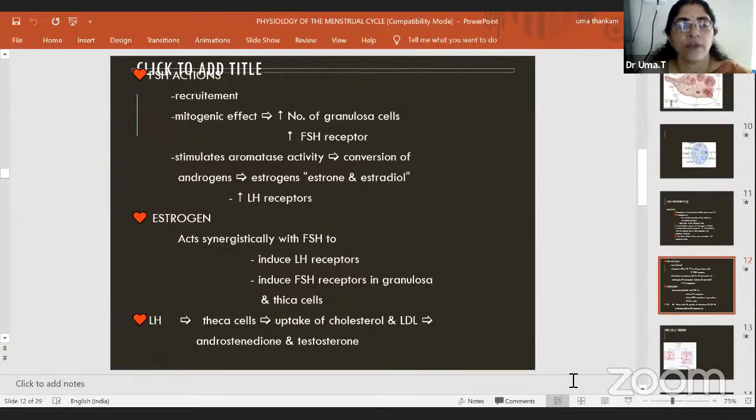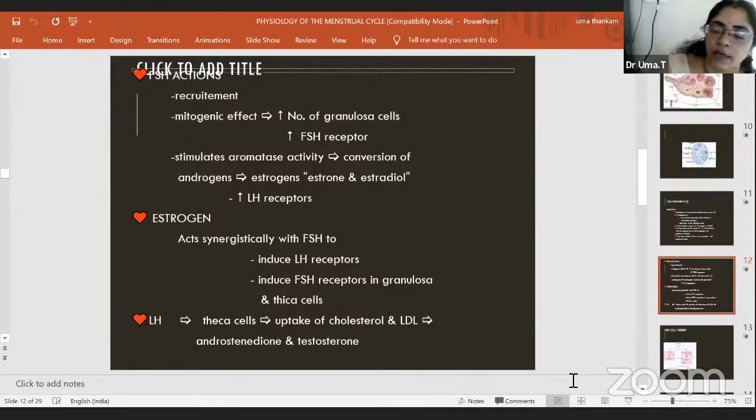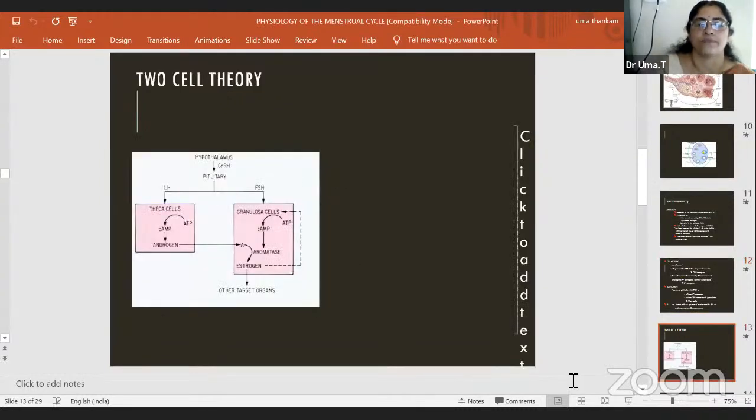FSH also causes an increase in the LH receptors. The main action of estrogen is to act synergistically with FSH to induce LH receptors. It also induces FSH receptors in the granulosa and theca cells. And LH causes the theca cells to take up cholesterol and LDL, which is later converted into androstenedione and testosterone. So this is what you call the 2-cell theory.